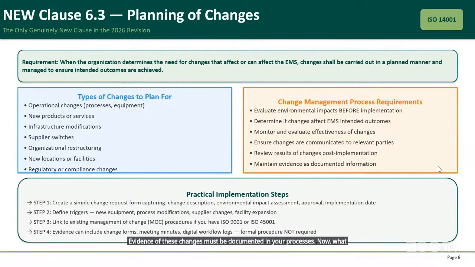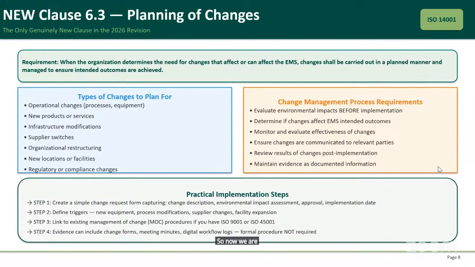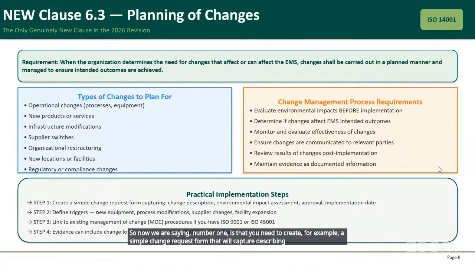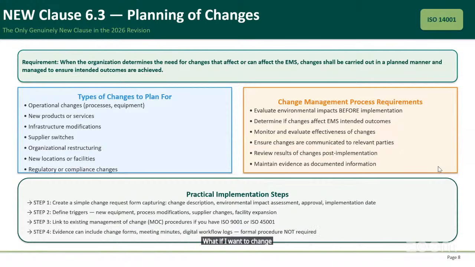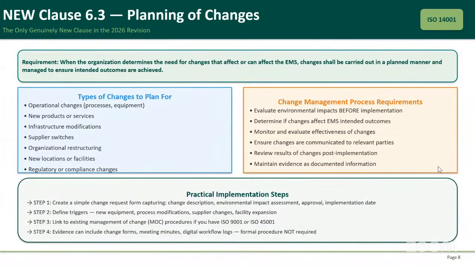Now, what are the practical steps? We want to talk about change because this is a new requirement in EMS. Number one, you need to create a simple change request form to capture it, describing the changes, the environmental impact of the changes, approval of the changes, and the implementation date. Whatever you want to change, does it affect the environment? Does it affect your processes? Then define the triggers that require a change request form.